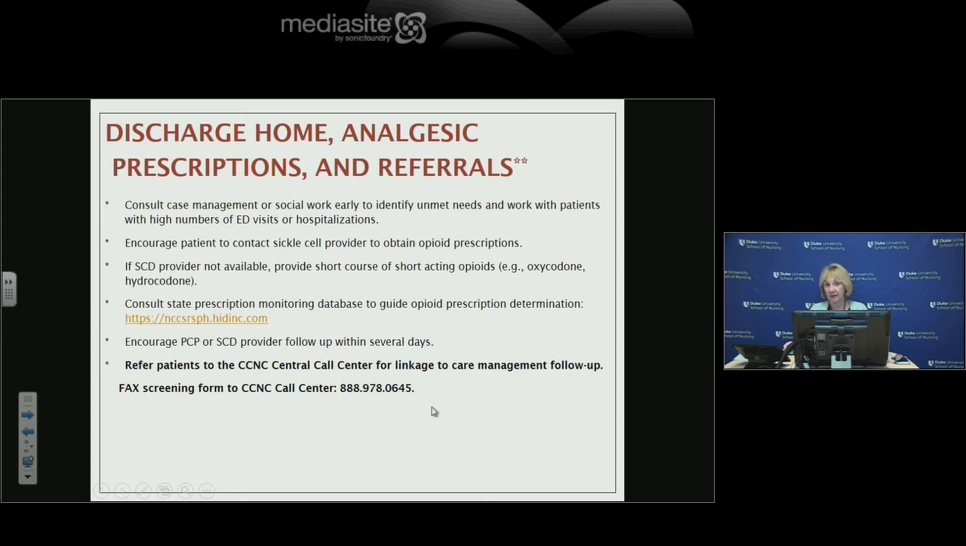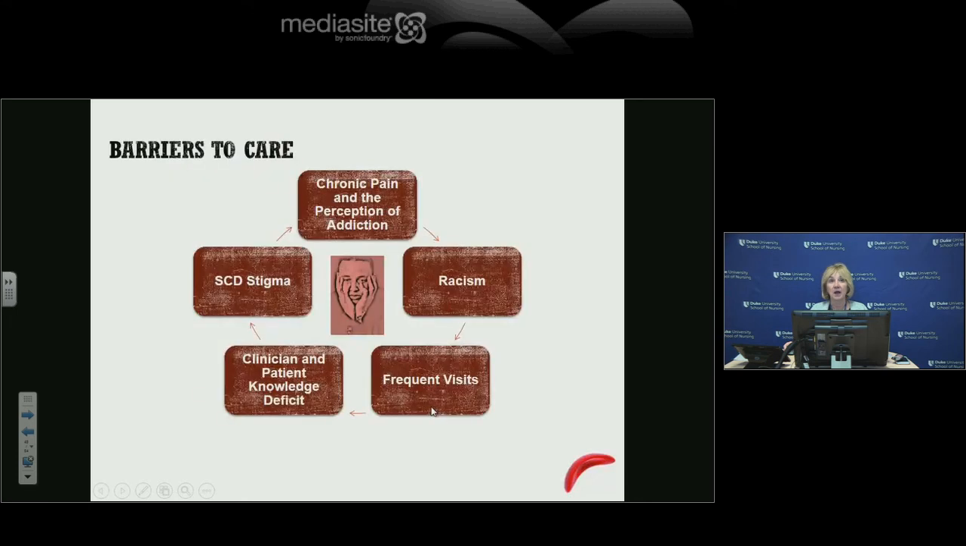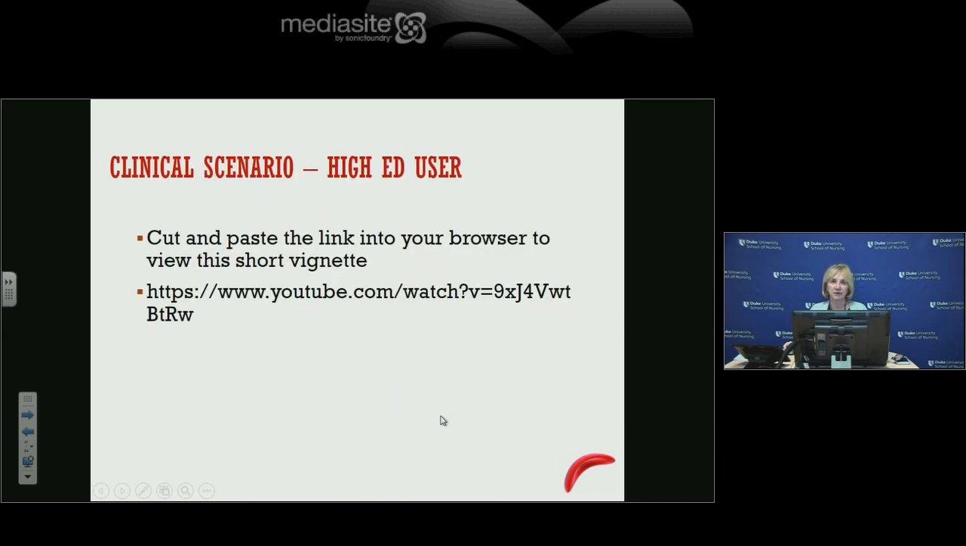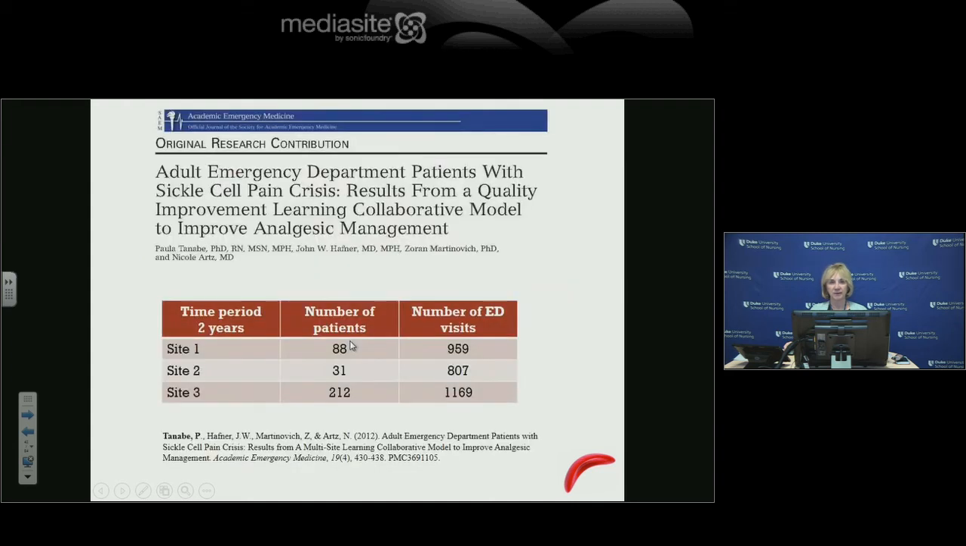Because when there are patients in the emergency department several times a week, it is frustrating and they don't go away by themselves. So that is one of the big barriers, the frequent visits. We really wanted to understand that a little better and do something about it. One of the things on our Sickle Emergency website is another video on the high user that I think is very well done and role models some of the behaviors.